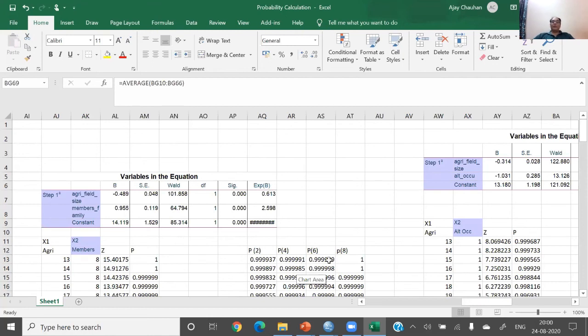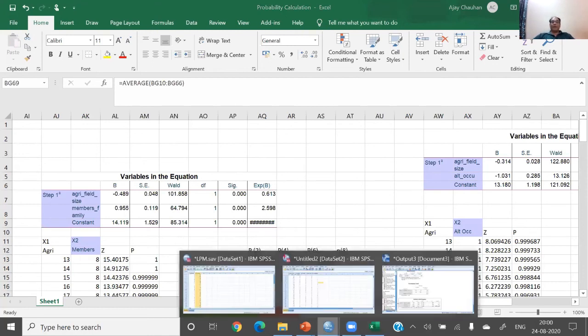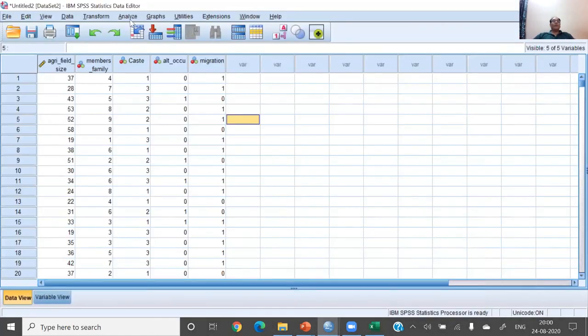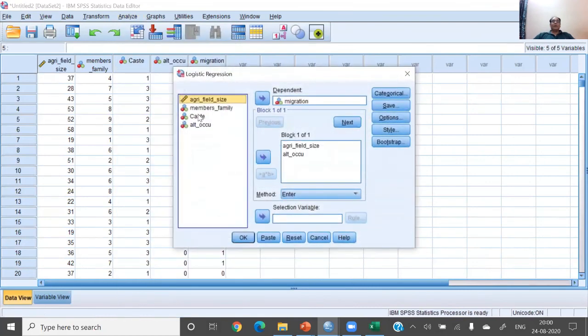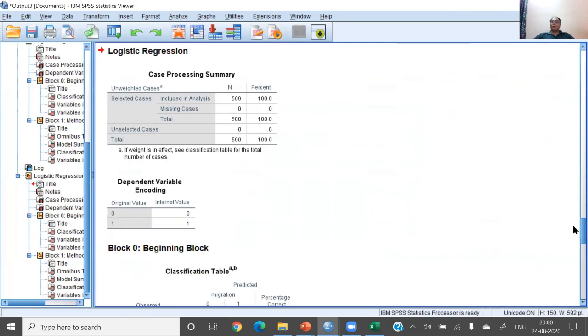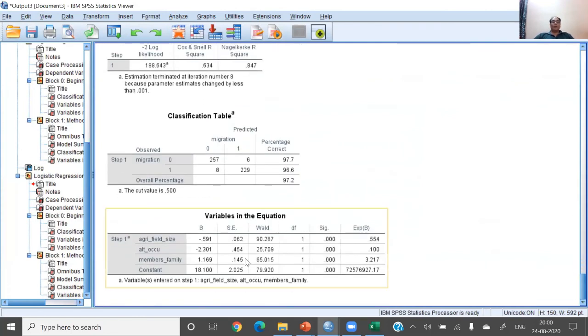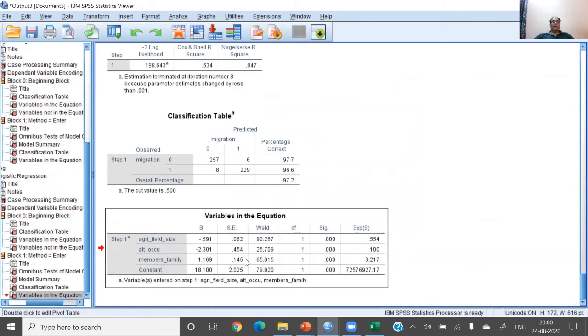And finally, now I'm going to make the final model. Alternative occupation, members in the family, like this. So in the end, you have to report this model, and this model is indicating that all the variables have a significant effect on the migration, and the highest effect on migration is from the agriculture field, then members in the family, and then alternative occupation.